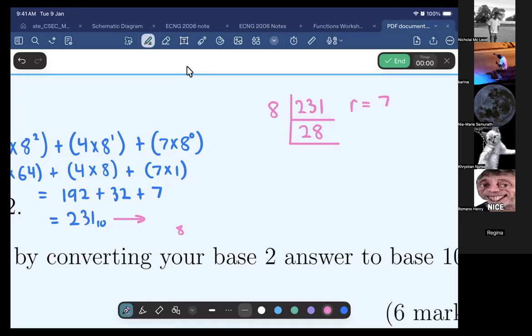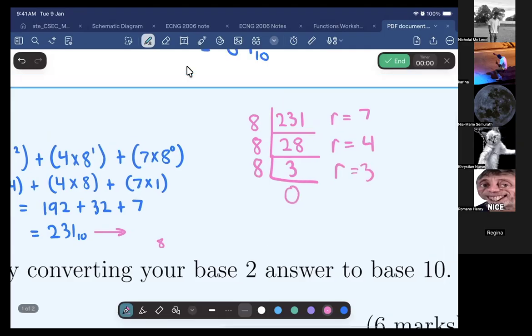Anyways, Chloe, the next question is how many times 8 could go into 28? Tell me, Chloe. It's 3. What's the remainder? 8 by 3 is 24. 28 minus 24 is 4. Right? Next question. Could 8 go into 3? No. So you write it upwards.